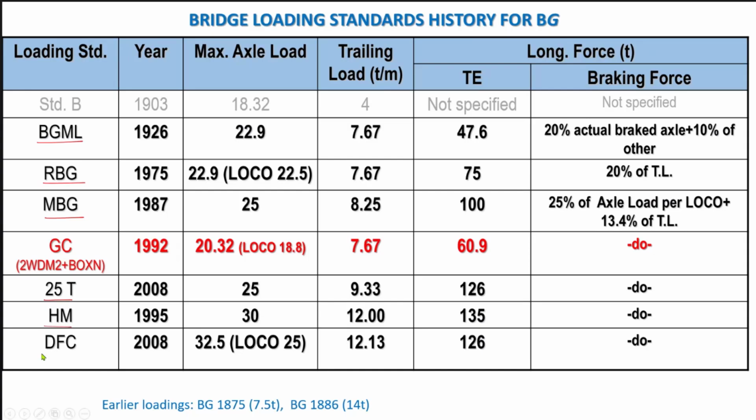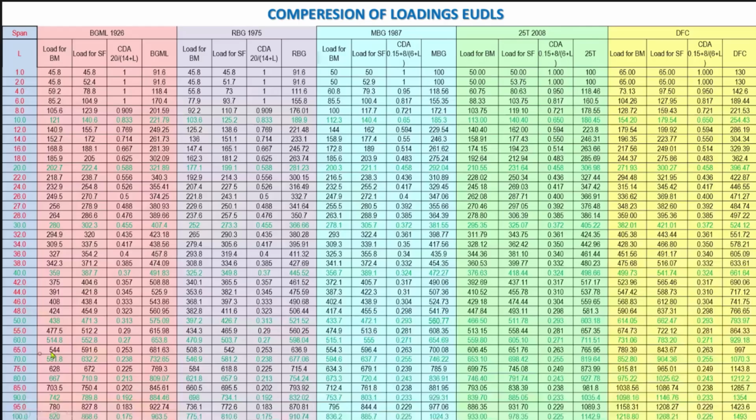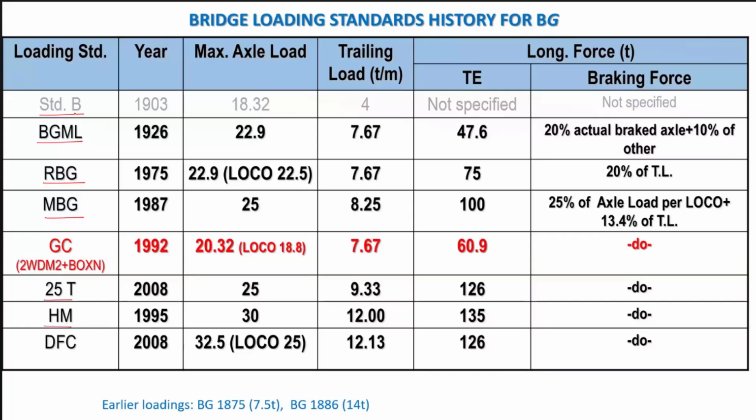This is already shown in our bridge rule. But the other color, like Standard B, is not shown in the bridge rule because it is earlier than BGML. It came in 1903. In fact, as history, we will see that earlier loadings in BG were 1875 and BG 1886. But now in the current bridge rule, we are showing from BGML onwards. So as of today's date, we predict that all broad gauge line bridges are at least BGML standard.